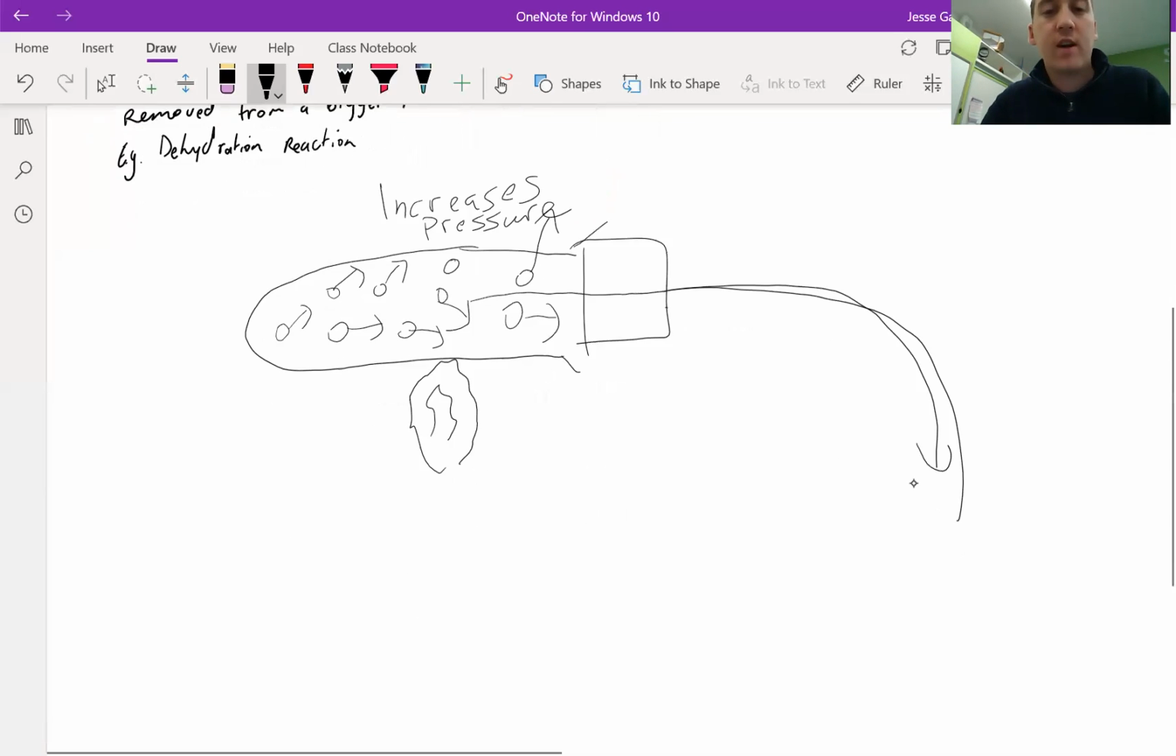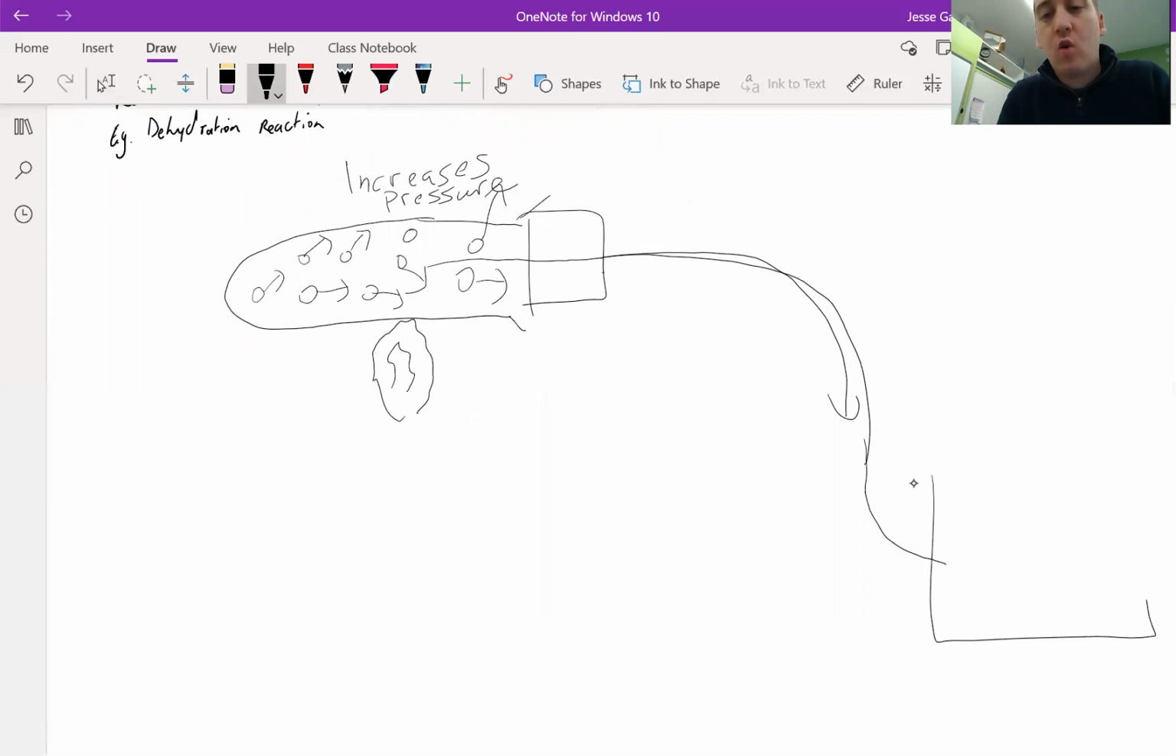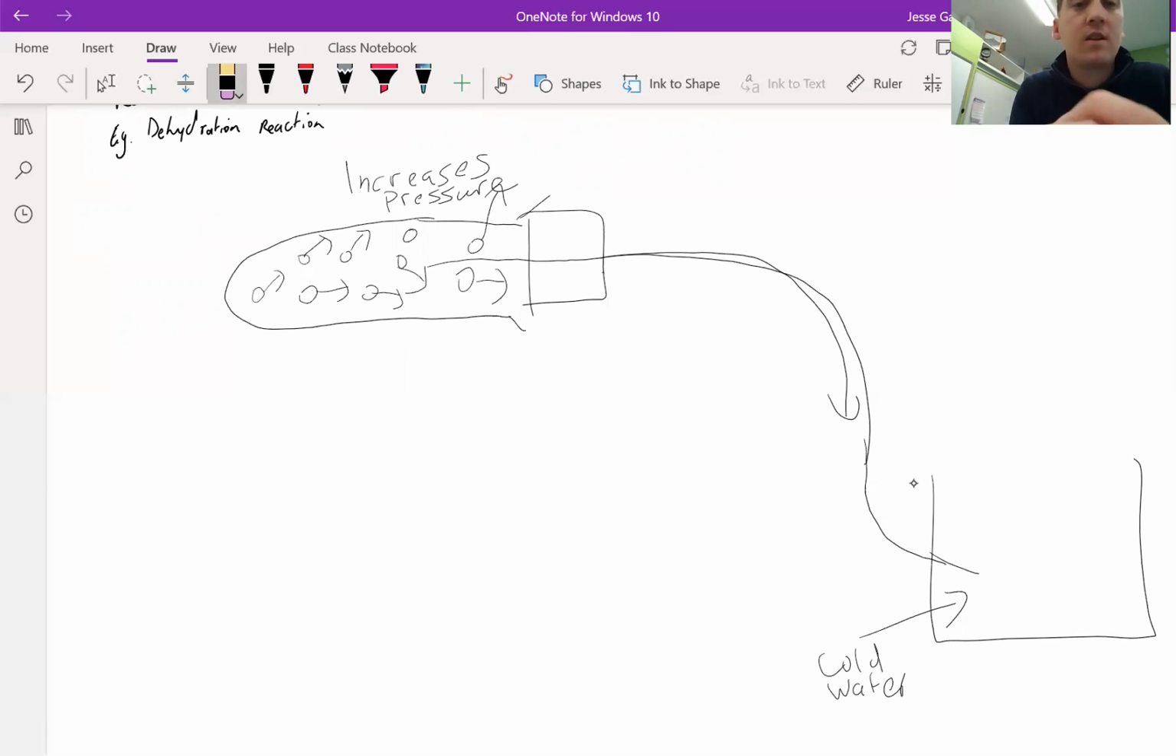Okay, increases the pressure, pushes gas particles out of the container. When we remember, this tube is going down and it's in water, which is cold. This is cold water. When we stop heating, when we eliminate the heat, the tube starts to cool down, and when the tube starts to cool down, that pressure inside starts to decrease. So the particles start to slow down, decrease in pressure.